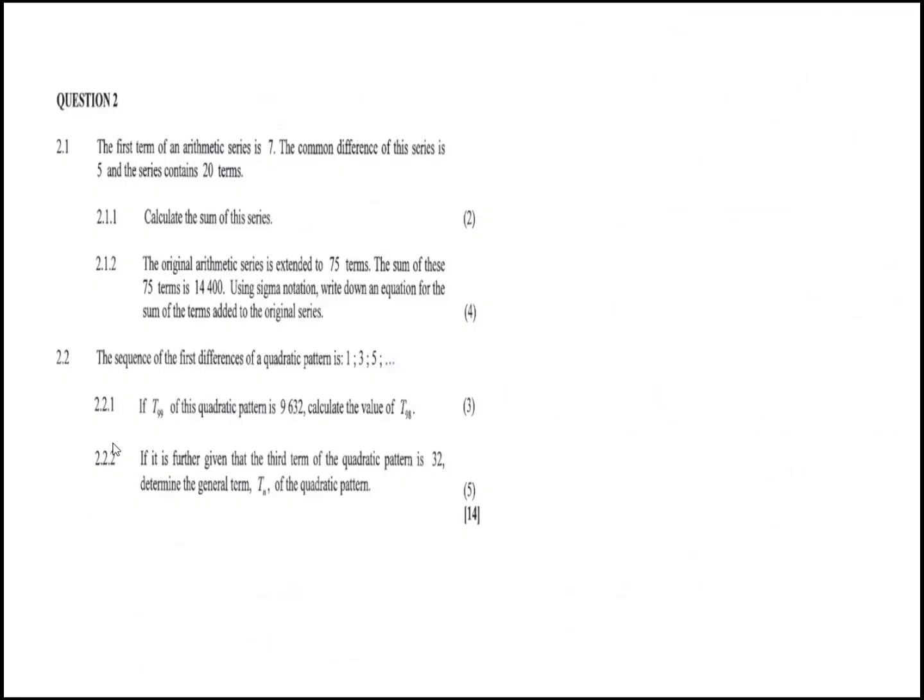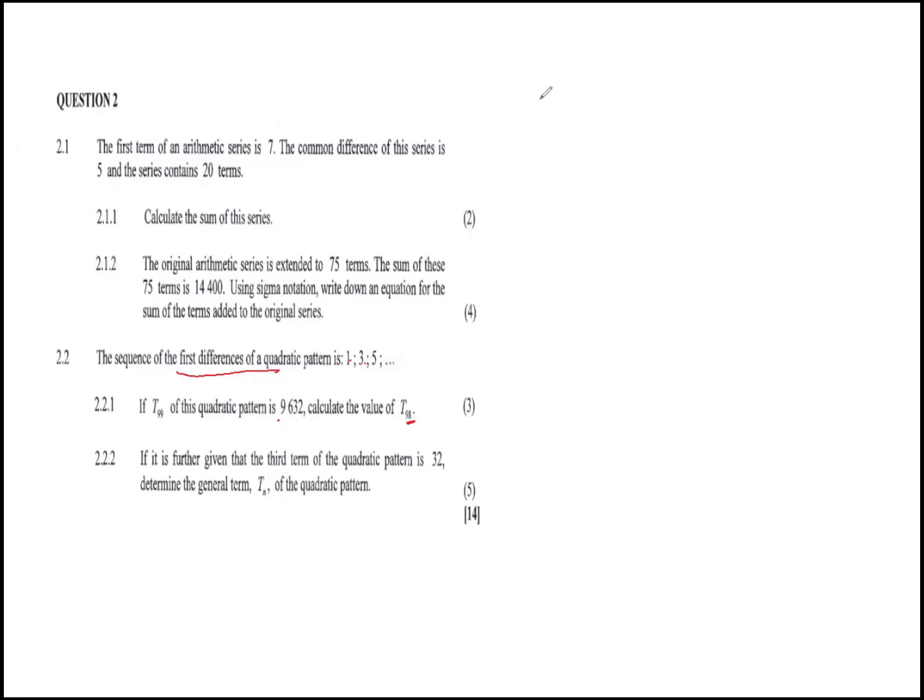2.2 says the sequence of the first differences of a quadratic pattern is 1, 3, 5. Note this, the sequence of the first differences, not the quadratic pattern itself, but the first differences of the quadratic pattern is 1, 3, and 5. Now, if T99 of this quadratic pattern is 9,632, calculate the value of T92.